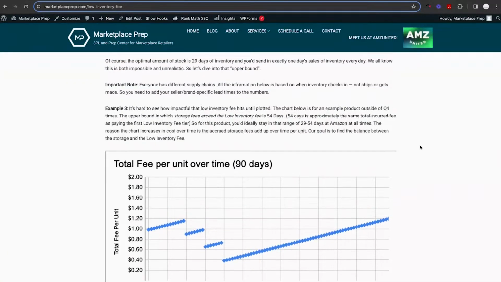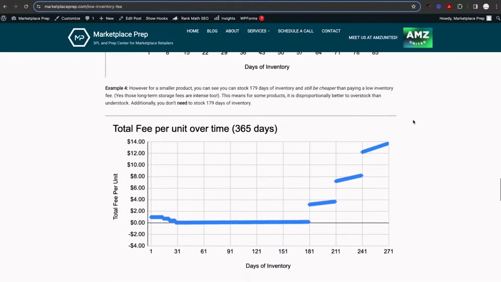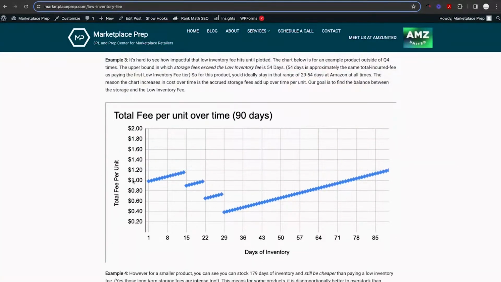So when we look at the longer term view, you can also see here how it skyrockets for long-term storage fees. Amazon is raising the long-term storage fees dramatically, and it even goes up higher beyond the 271 day. So you want to find the balance, but that is obviously underneath these, and then where does this line kind of intersect of ideal numbers?